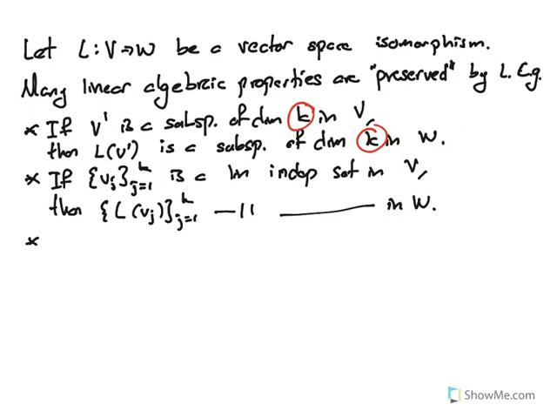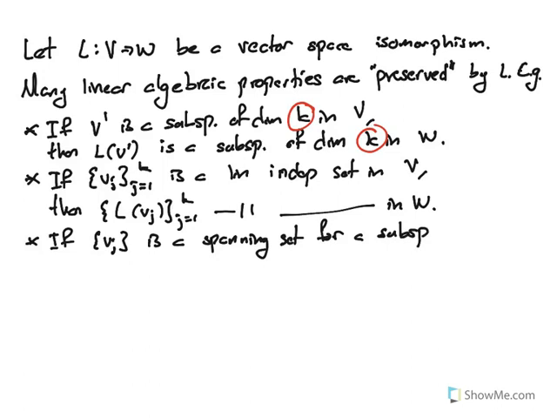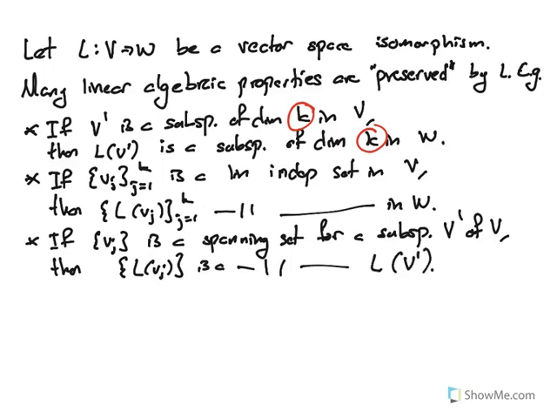We can do this for a spanning set. If the Vj are a spanning set for a subspace V prime of V, then L of Vj, the images of these vectors, is a spanning set for L of V prime.